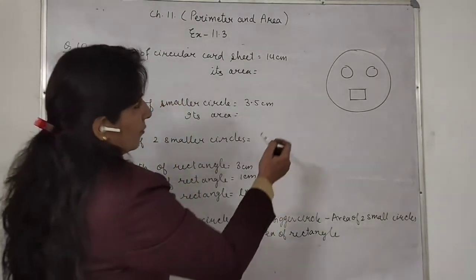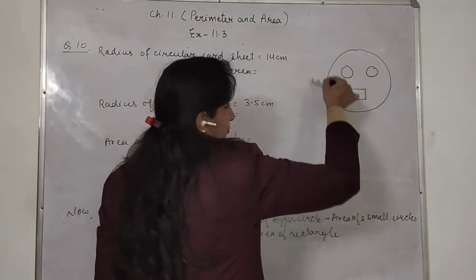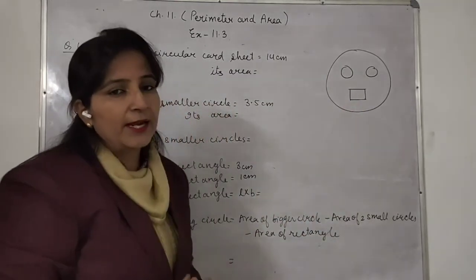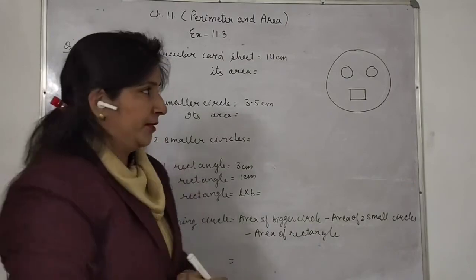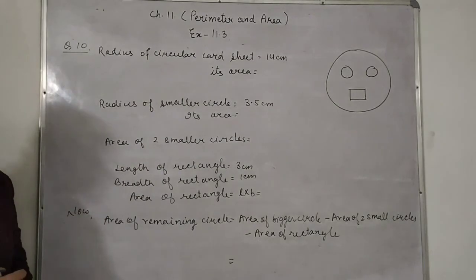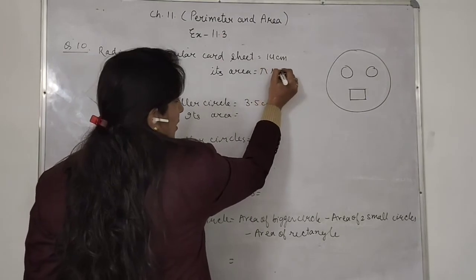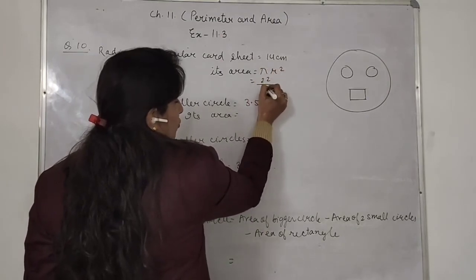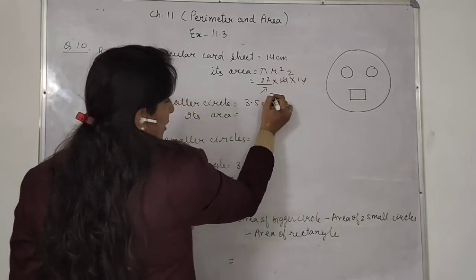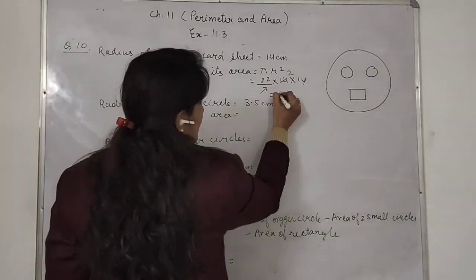Okay, so for that we will calculate the complete area and the separate areas. If from the complete area we subtract these areas, then we can get the area of the remaining piece. So let us start. The radius of the circular card sheet which is given to us is 14 centimeter. So what will be its area? The formula is pi r square. So 22 by 7 multiplied by 14 into 14, and after solving we get the area as 616 centimeter square.